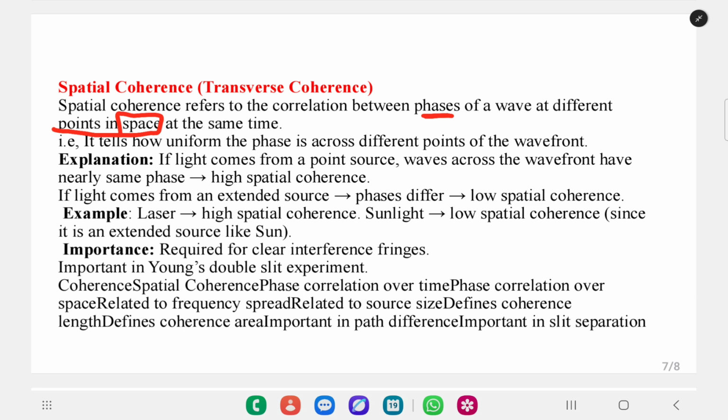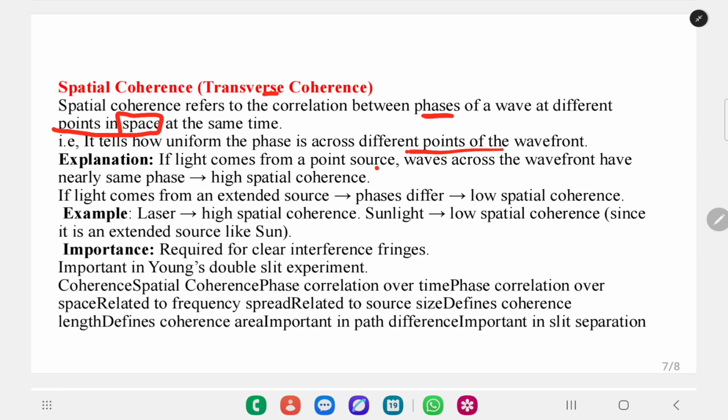What is the phase difference? How is the phase difference at a particular space? That tells us the spatial coherence. It is also known as transverse coherence. It tells how uniform the phase is across different points of the wavefront.